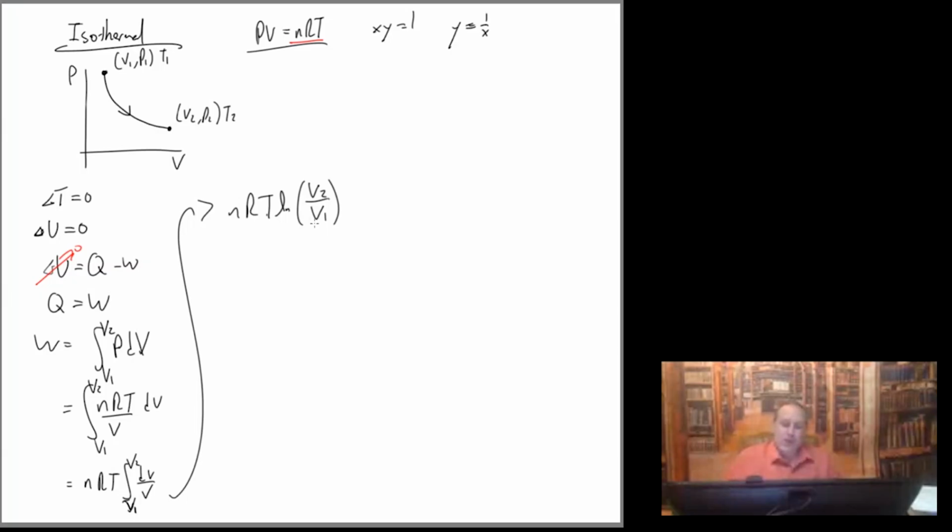So that's the work, right? That's my work. And therefore Q is also equal to the same thing, nRT ln of V2 over V1.